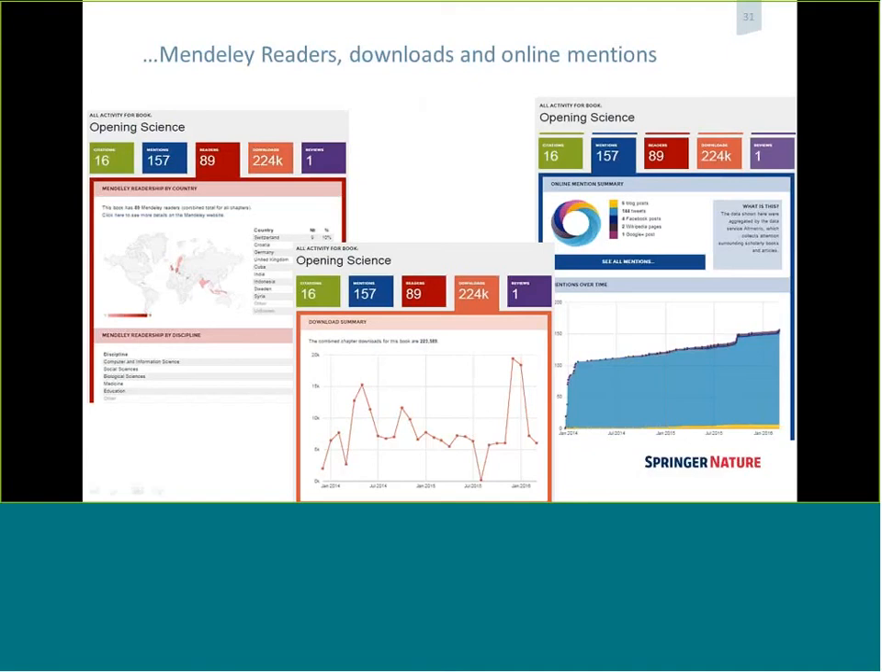Then we have the Mendeley readers, what we call the readers. The downloads is the Springer Link downloads. So just to show, these are chapter downloads. Every time somebody downloads a chapter, it will add up one. And the last box that I didn't show a picture of is the reviews. These are reviews that come in via the Springer Nature review unit, and that you can also find on Amazon.com and on Springer.com. Does that answer the question?